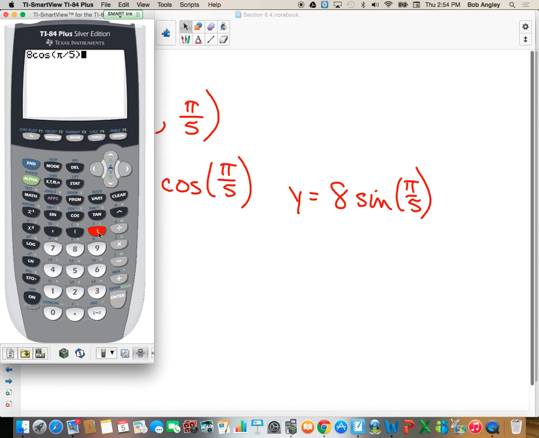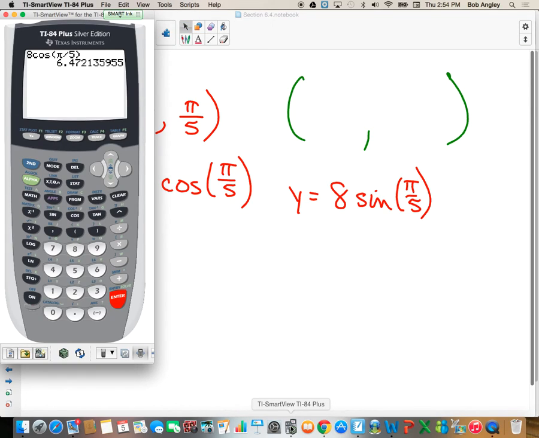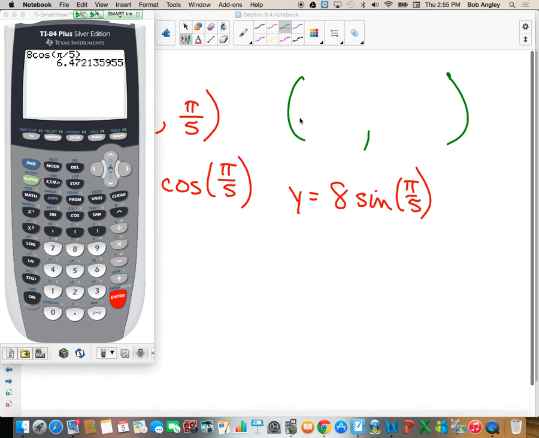Now, look what happens. Press enter. Remember, this is a decimal answer. We write decimal answers to 3 decimal places. We're going to write this answer as an ordered pair at the end. So we're going to be writing here 6.472.